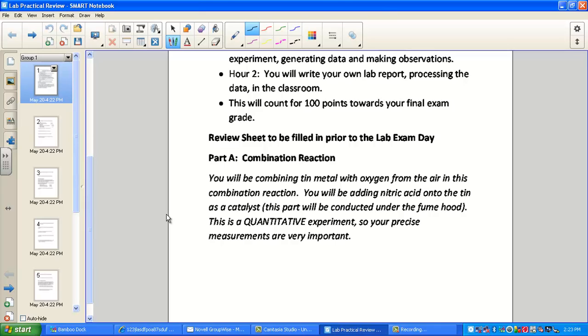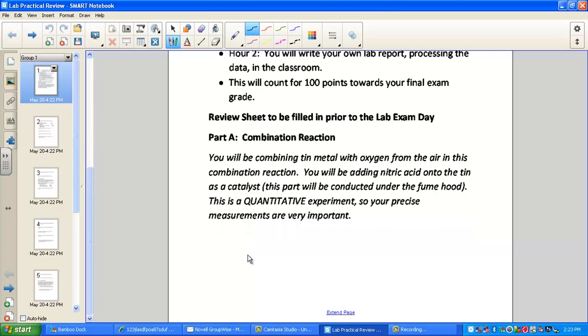In part A, the combination reaction, we've done this experiment. It's probably before our first semester exam. In the combination reaction, let's read these words carefully. You will be reacting tin metal with oxygen from the air. We've just been told our reactants for the combination pattern: tin metal with oxygen from the air. In this combination pattern, 2 elements combine to make a single product.